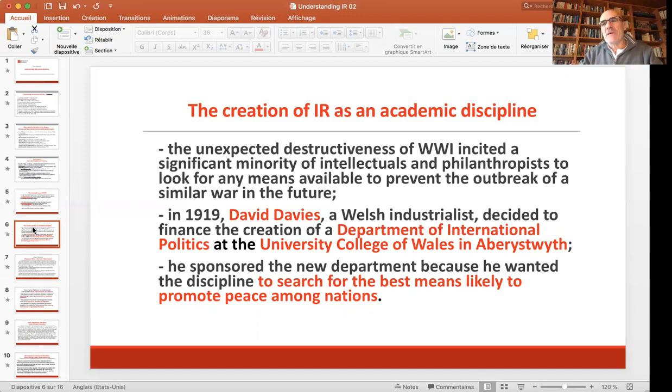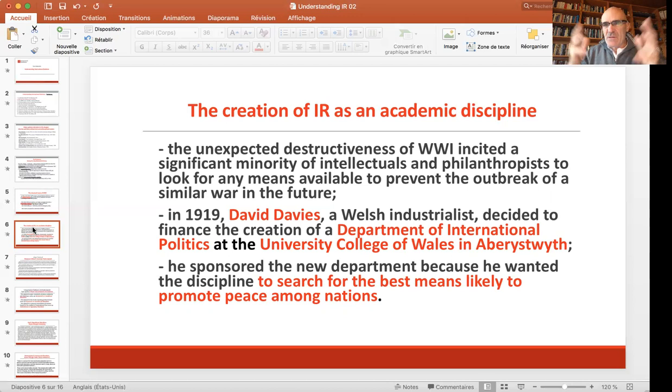And the aim of this new discipline, of this new department, of this new social science, was to, I quote, look for the best means to promote peace among nations. We have to establish a new scientific discipline. This was the objective pursued by David Davies. We have to establish a new scientific discipline in order to promote peace, in order to be useful for the foreign policy of states, in order to prevent a new world war from breaking out.